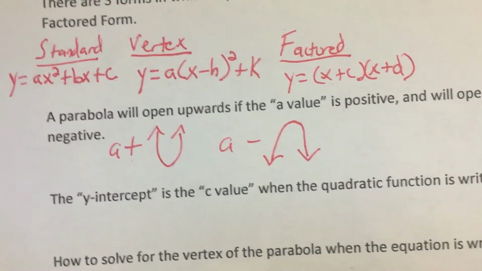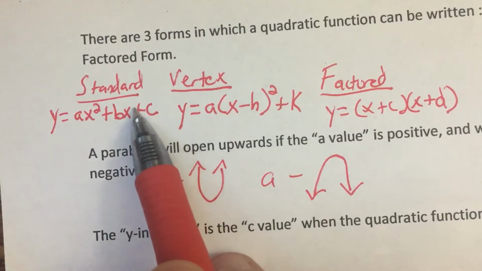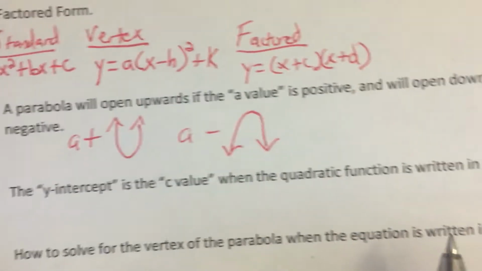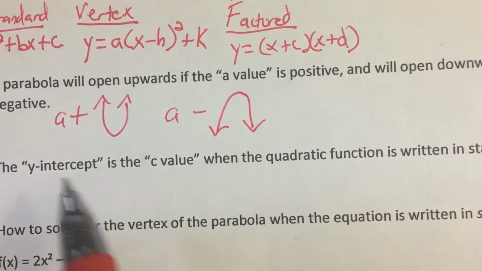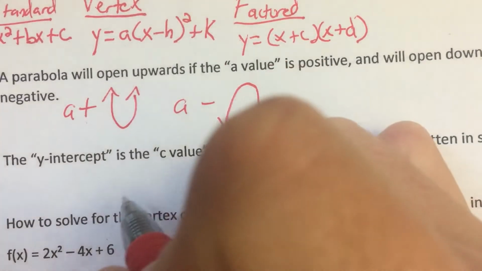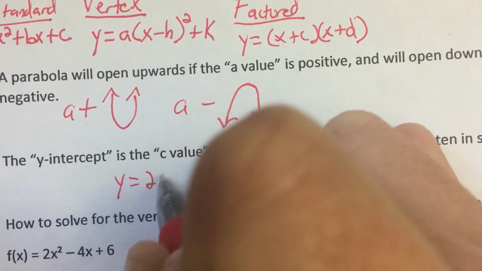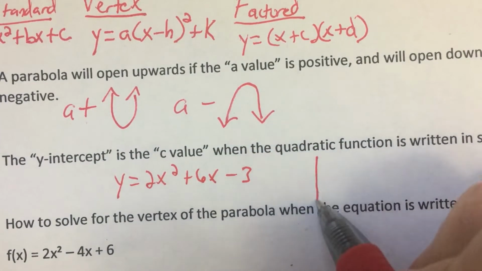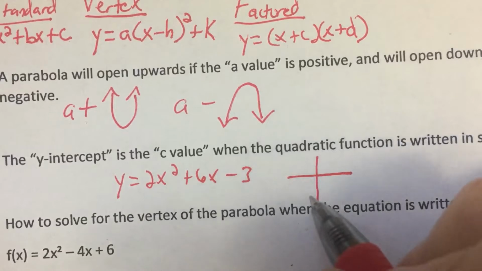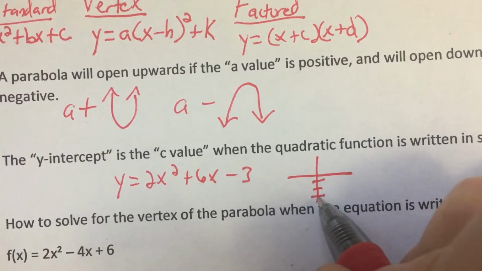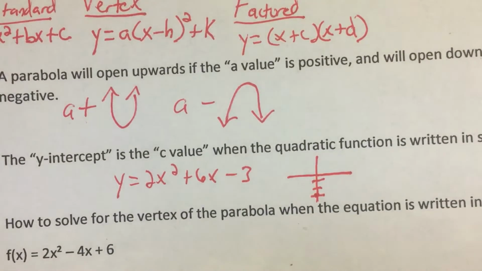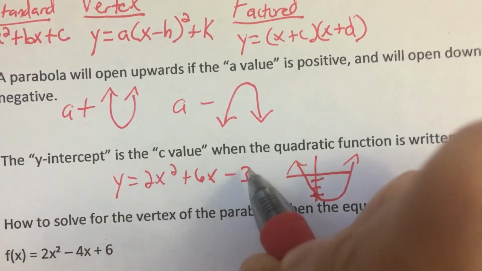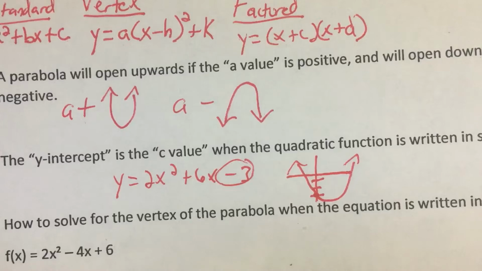The y-intercept is the c value. Notice in standard form there's a c, a number at the back that has no x with it. Whatever number that is, that tells you where this is going to cross the y-axis. So like if I had y equals 2x squared plus 6x minus 3, that's telling me that the parabola would hit the y-axis down here at negative 3. Go right through there somewhere. All right? So the c value is your y-intercept.